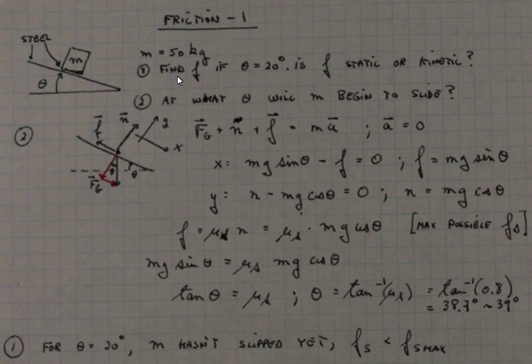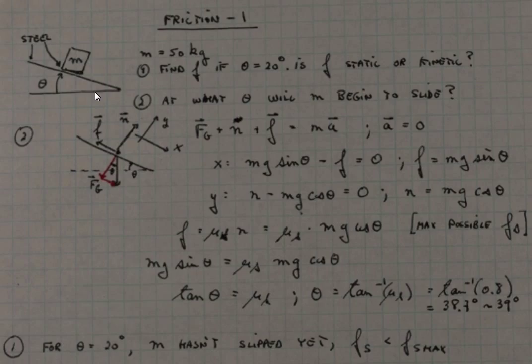First of all, find the friction if theta is equal to 20 degrees, and is it static or kinetic? And second, at what angle for the incline will m, which represents the box, begin to slide?